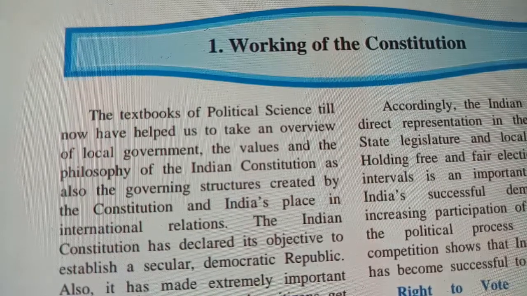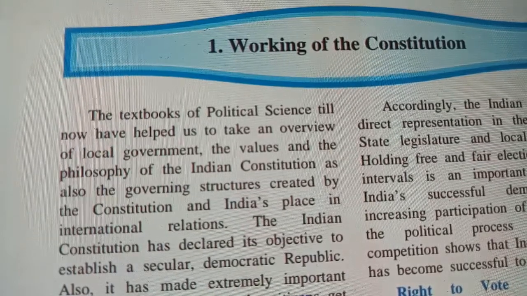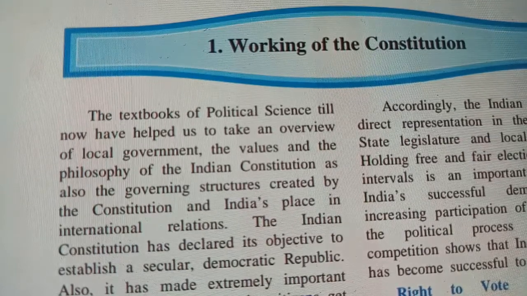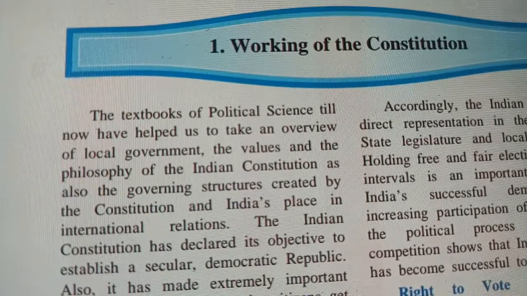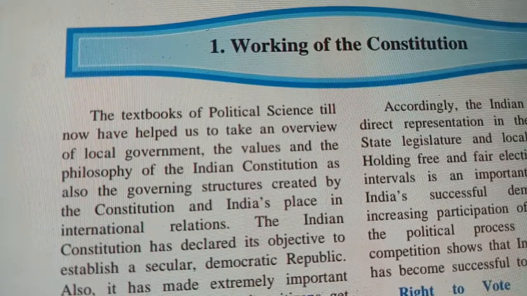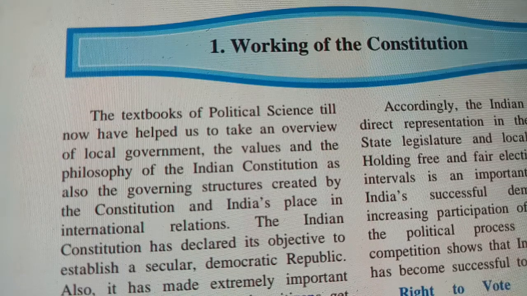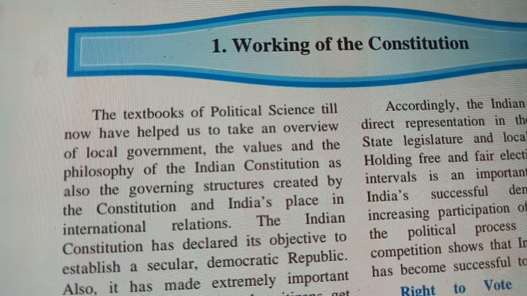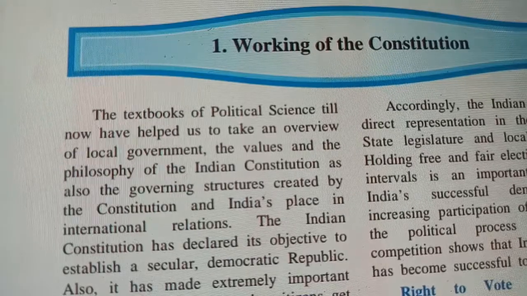The values and the philosophy of the Indian constitution, as also the governing structures created by the constitution, and India's place in international relationships. So what different structures do we have in the constitution, and what place do we refer to in international relations, that India should have equal values, they should have secularism in the country, that every religion or every caste has the opportunity of freedom of speech, and they should live in the country, so there should be no partiality between the people, and all these things have been done in the constitution.